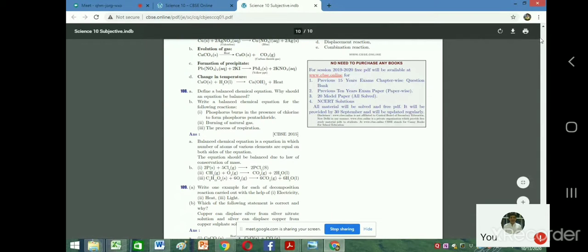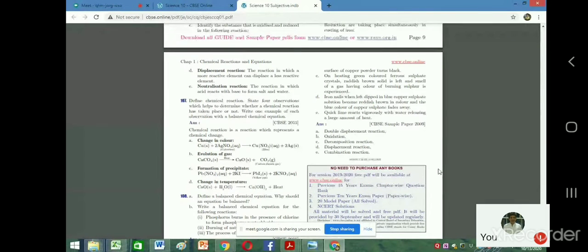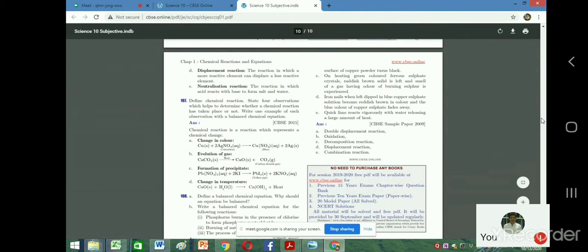Question number 108. Sorry, 109 is the 108. Read that question. Define balanced chemical equation. Why should an equation be balanced? Write down the balanced chemical equation for the following. First of all, what is a balanced chemical equation? A chemical equation in which the number of atoms of each element on either side of the equation is equal is called a balanced chemical equation.